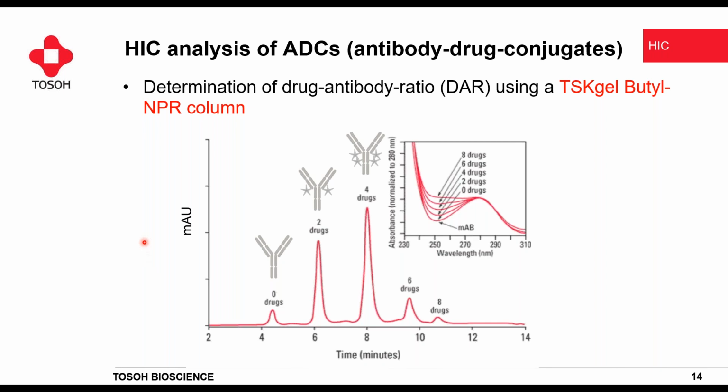I also have an example for you for HIC to analyze antibody drug conjugates. Here we use a TSK gel Butyl-NPR column, and you can nicely see that you're eluting your sample with an increasing amount of drug. If you have no drug coupled to your antibody, it elutes first because it's not that hydrophobic, but the more drug you have, the later it elutes, and it also makes really nice and clean separation peaks. So you really see what's going on and what you might have in your sample.